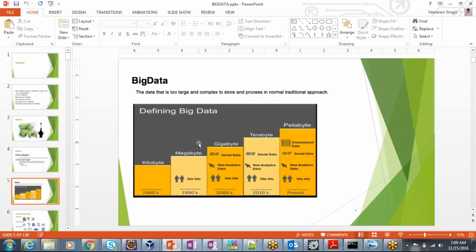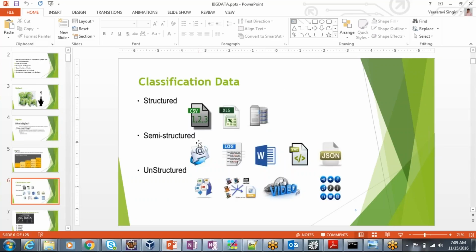And how the data has grown: in the 80s it was kilobytes, then the data has grown. You know very well how fast the data is growing, because of the users. There are so many users increasing day by day, so that's why so much data is getting emitted in the market. Yesterday we discussed the variety of data: structured data, semi-structured data, and unstructured data. CSV files, Excel sheets, or database tables are the best examples of structured data.